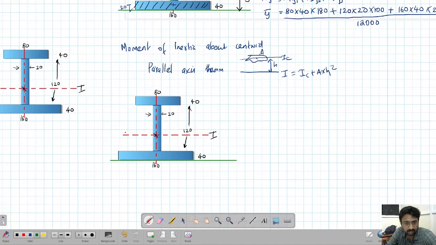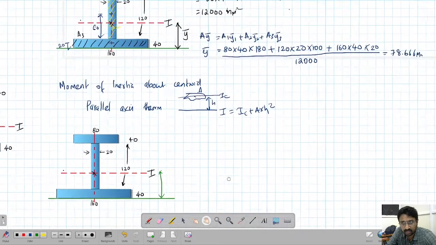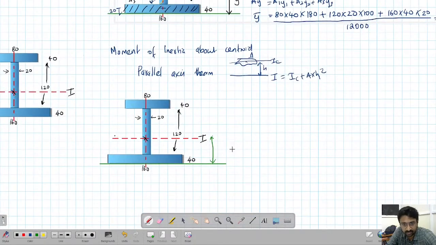Okay, and we know this distance. We just calculated this distance. This distance is nothing but 78.67. Okay, so this is the distance. Now we will find the moment of inertia of this body about the centroid. So what I'll do, I'll remove the other bodies.